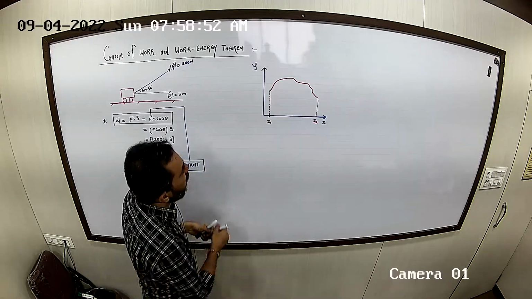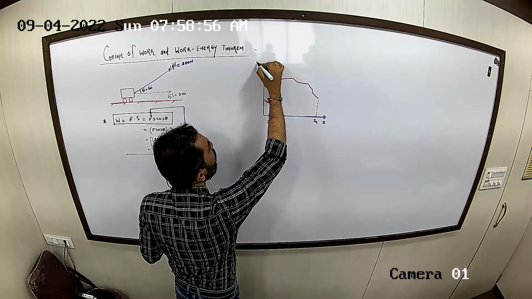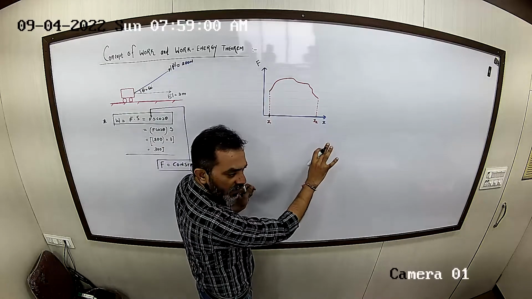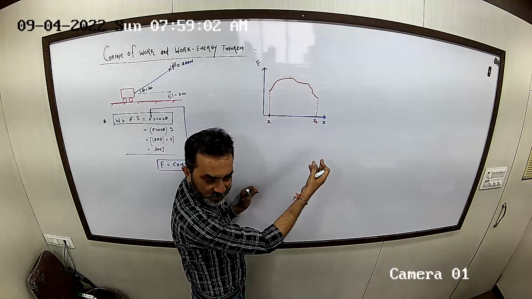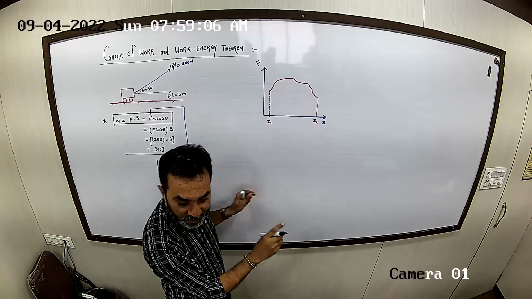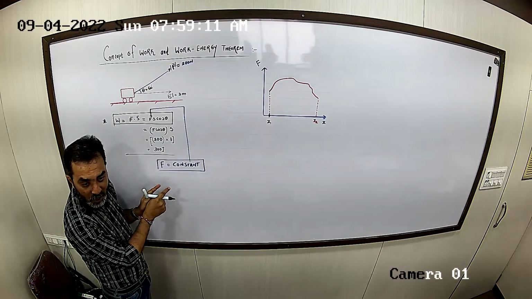Think now, instead of y, can I say now it is force? And instead of x, let it be x only. Let's take that x as displacement. So which graph have I drawn? Force versus displacement. Guys, here it was very simple analysis where the force was remaining constant.